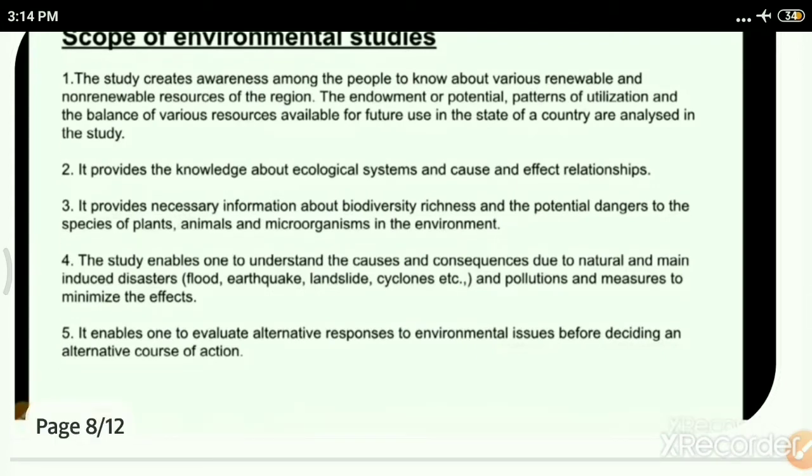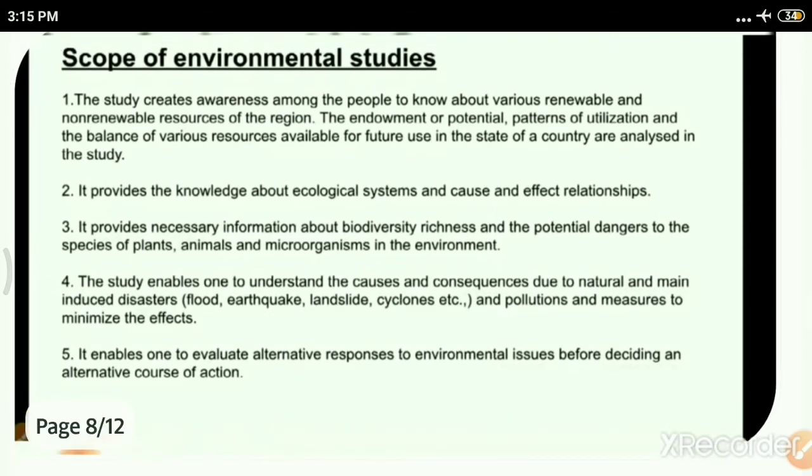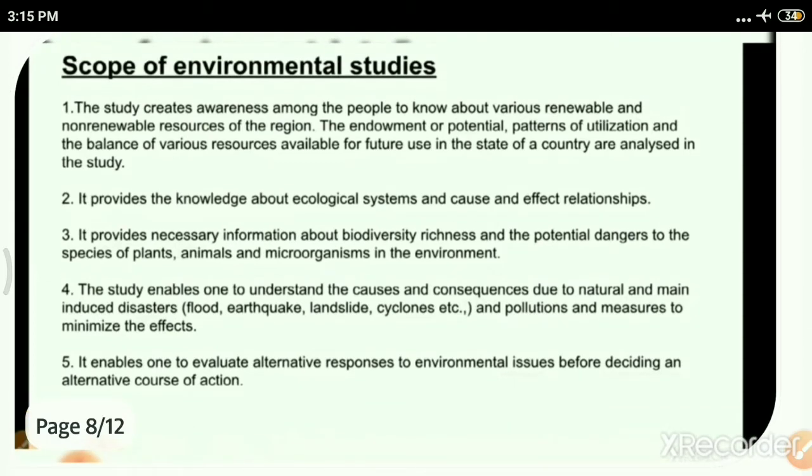Point number three, it provides necessary information about biological richness, their potential dangers, and the species of the plants, animals, microorganisms. Sometimes we feel, what is the utility of these kinds of microorganisms, what is the use of these kinds of animals, but they are playing a major, important role. So that's why it is essential to have an idea about this richness of the biodiversity.